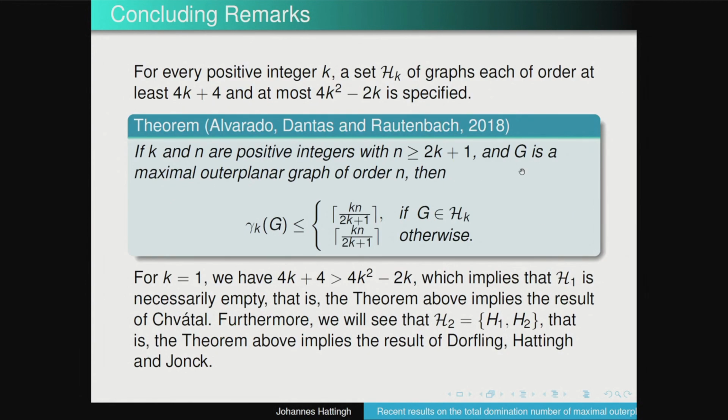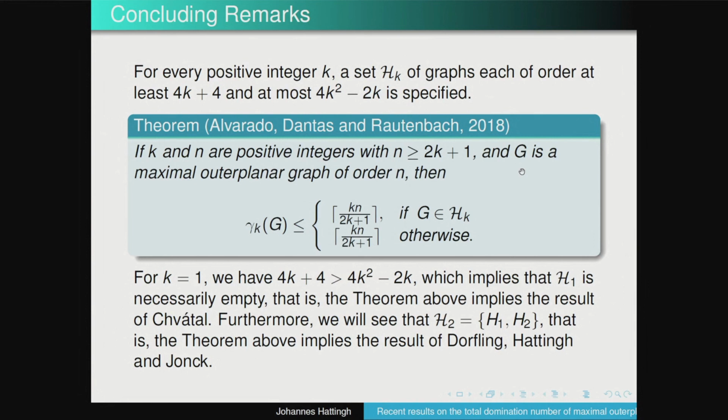So I'm not going to bore you with the details of how the following class or family of graphs is constructed, but for every k, they specify a set of graphs, script H_k, of order at least 4k plus 4, and at most 4k squared minus 2k. And then they use that set of graphs to describe the following theorem.